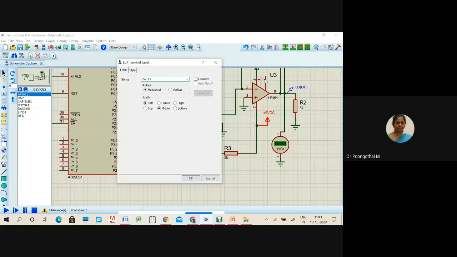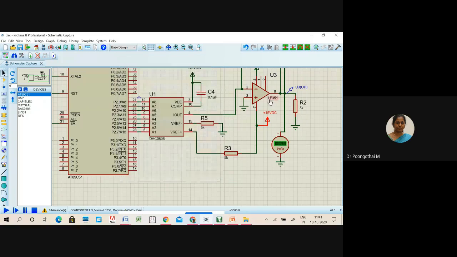So your V out completely depends on this power supply. Okay, your output voltage can vary from, suppose if I am connecting a 5 volt supply, 0 to 3.5. Suppose I am connecting a plus 15 volt supply, your analog voltage can vary from 0 to 8.5.